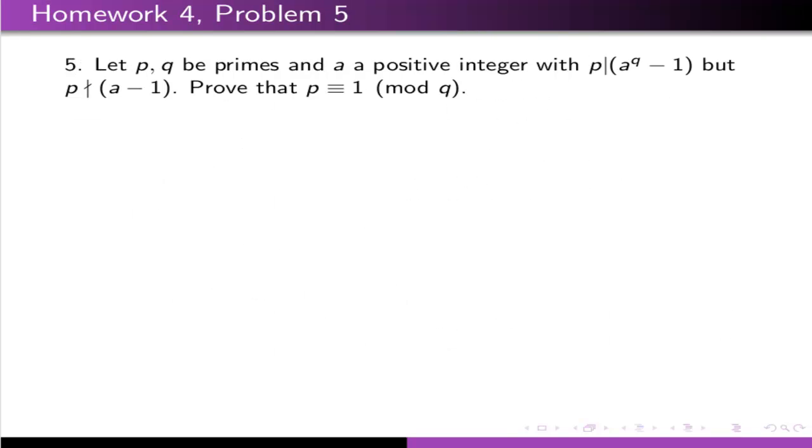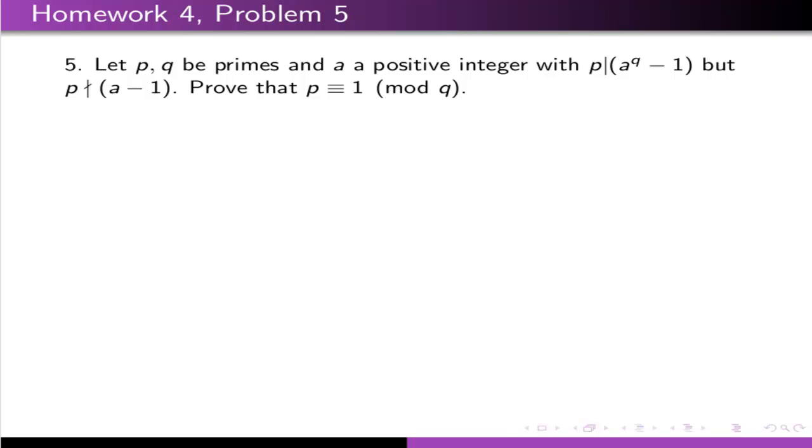Problem 5. Let p and q be primes. P is a divisor of a to the q minus 1, but p does not divide a minus 1. Prove that p must be congruent to 1 mod q.